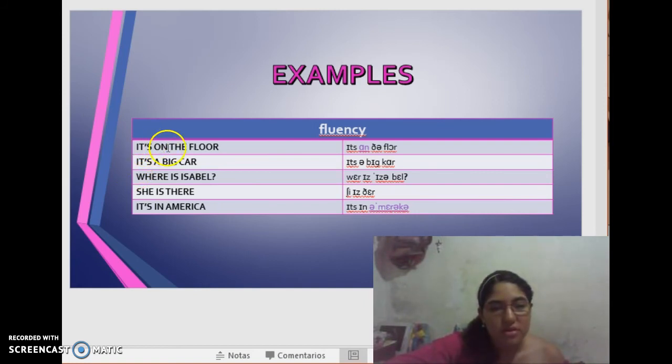It's on the floor. It's a big car. Is it the big car?